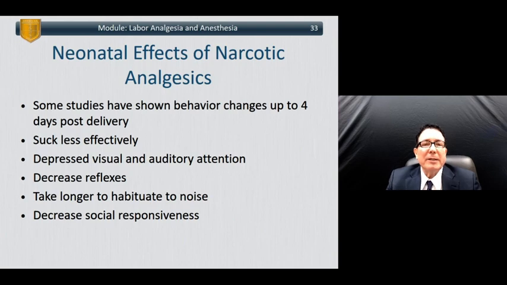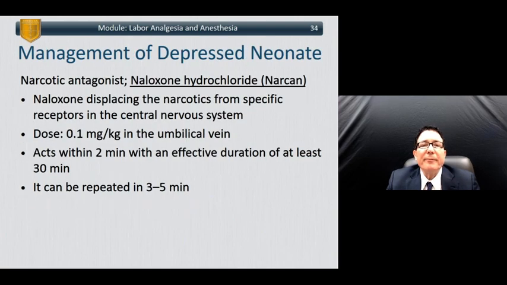What are some of the potential neonatal effects of narcotic analgesics? Well, some studies have shown behavior changes up to 4 days post-delivery, and some other issues in the neonatal stage, in which they can have depressed visual and auditory attention and decreased social responsiveness.